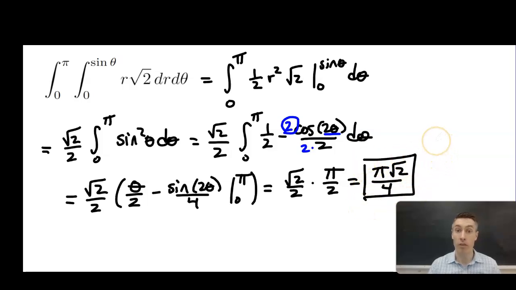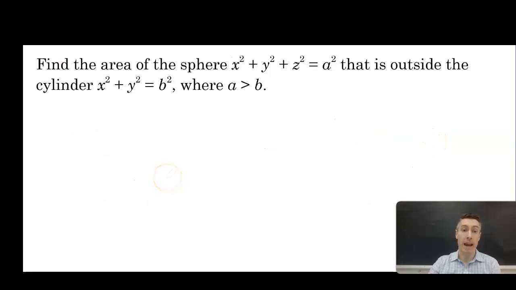That's the surface area of the cone inside of that cylinder. One last example. Find the area of the sphere x² + y² + z² = a² that is outside the cylinder x² + y² = b², where a is greater than b. Why I want to end with this is it's a good example where we can't parameterize in terms of spherical, or θ and φ. If we try to parameterize a sphere in terms of θ and φ as we did earlier, it would be really difficult to determine the bounds of θ and φ that would be inside the cylinder.